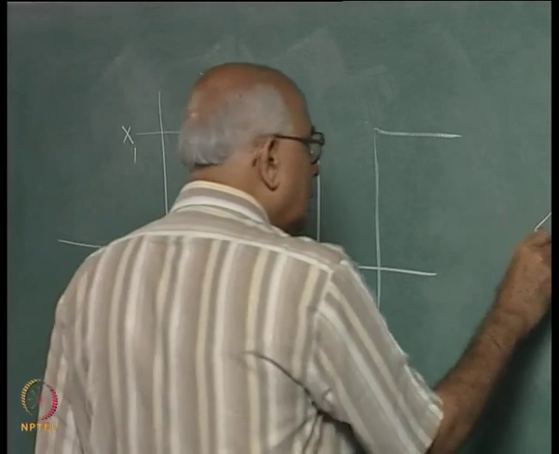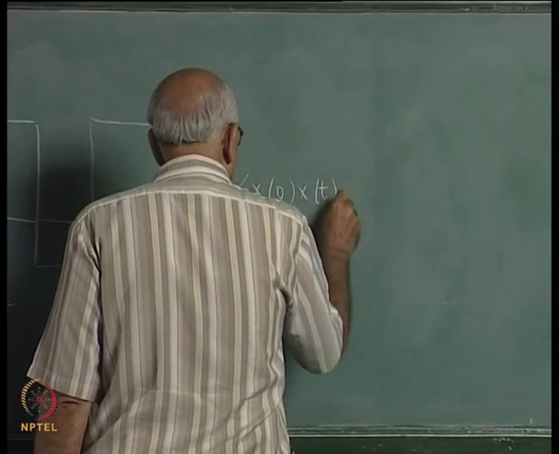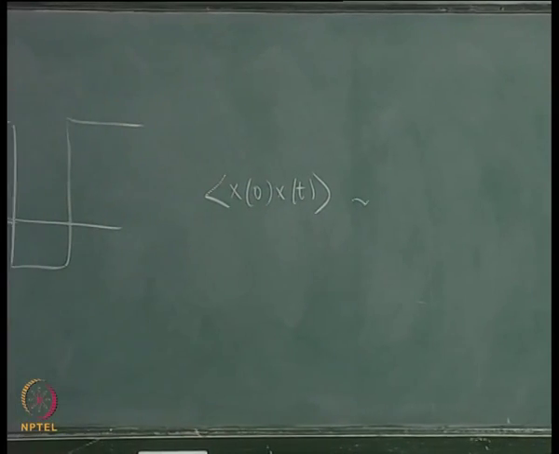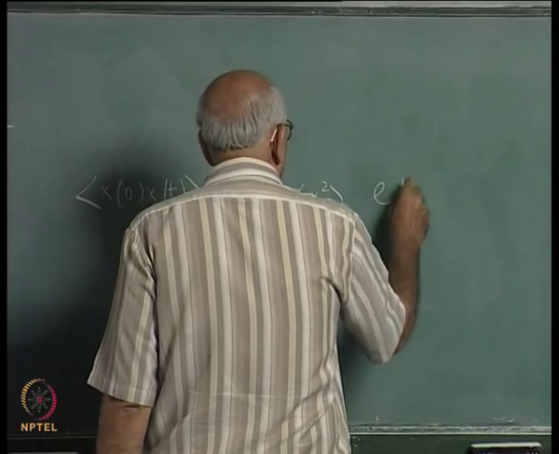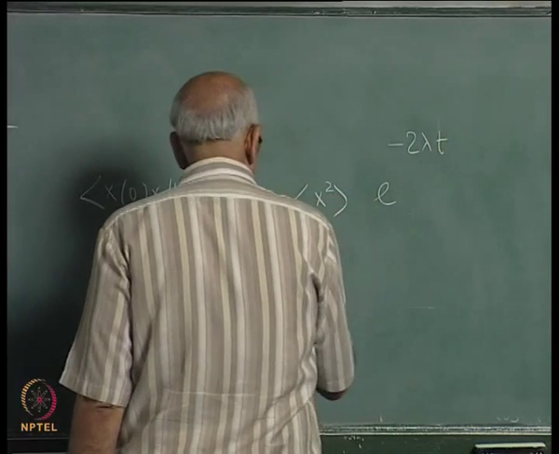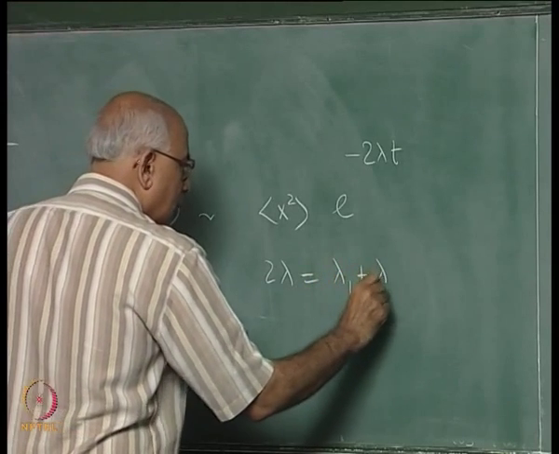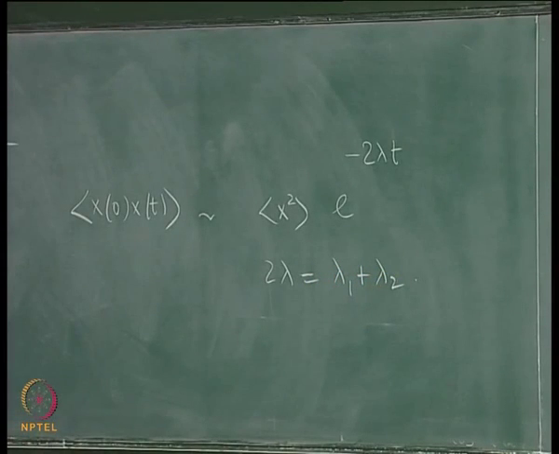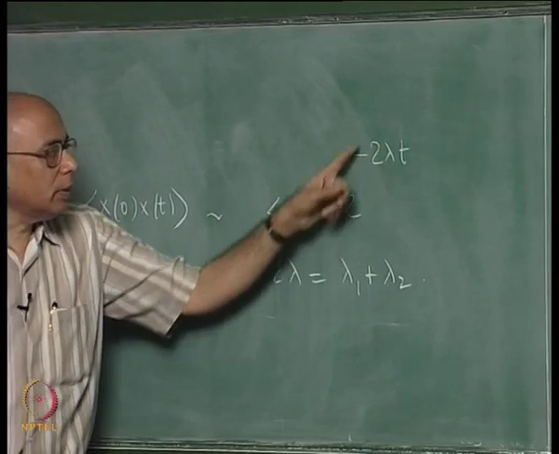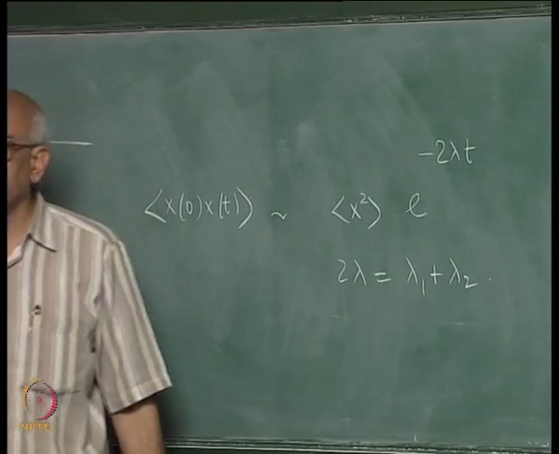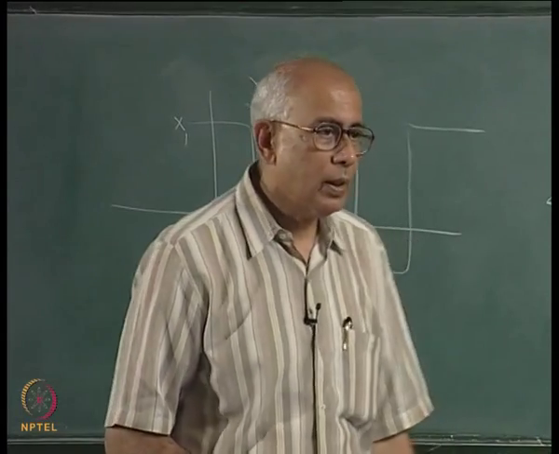then this autocorrelation function <x(0)x(t)> goes like the mean square value, x squared, multiplied by e to the minus 2 lambda t, and 2 lambda is lambda 1 plus lambda 2. That is a general statement, not very hard to derive for a dichotomous process. So it is an example of a very simple model of a Markov process which is exponentially correlated, occurs in numerous applications, and the characteristic time is (2 lambda) inverse, which is the inverse of the sum of the 2 rates. Okay.